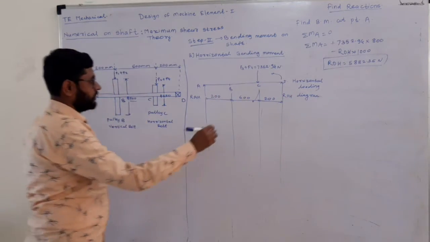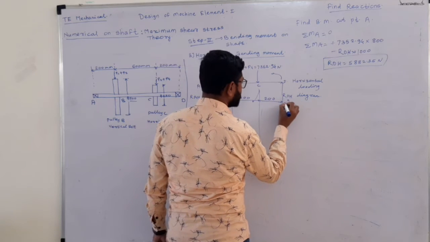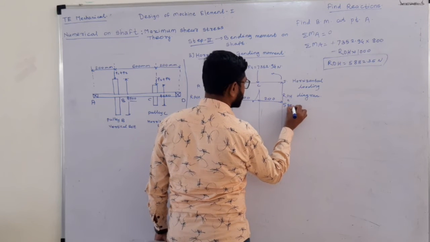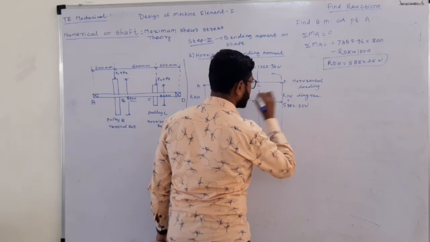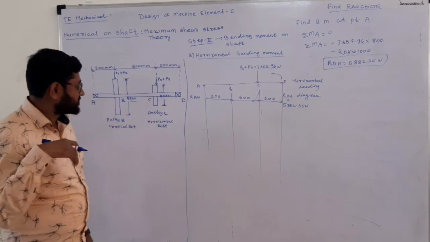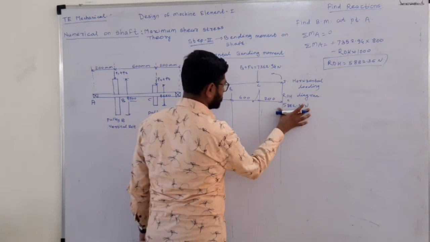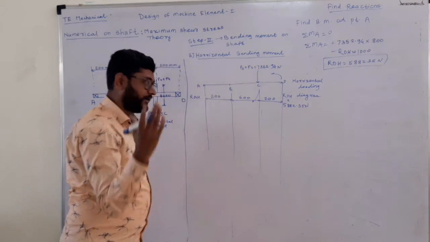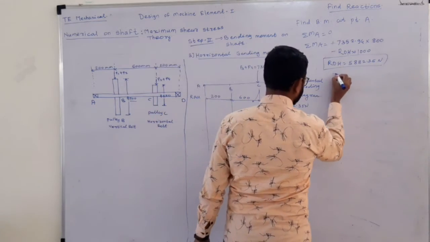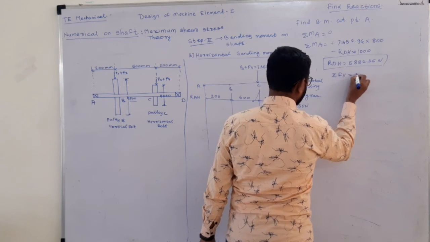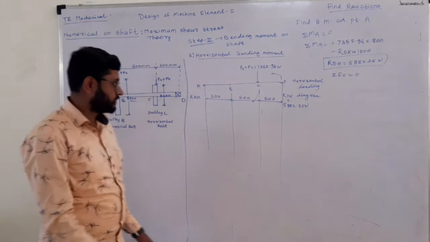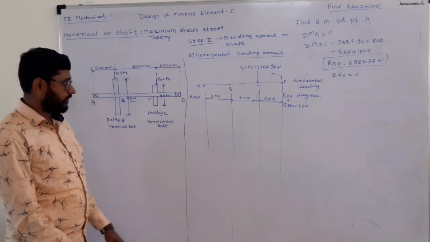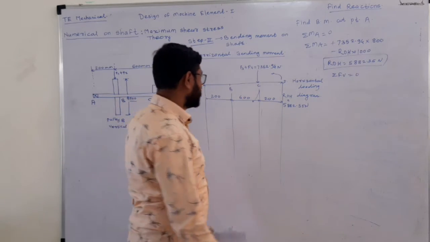We will get reaction RDH is equal to 5882.35 Newton. So students, we will get one reaction. How to find the second reaction? By considering vertical forces. So summation of FV, summation of all vertical forces is equal to 0.